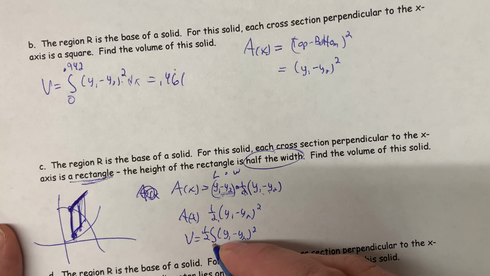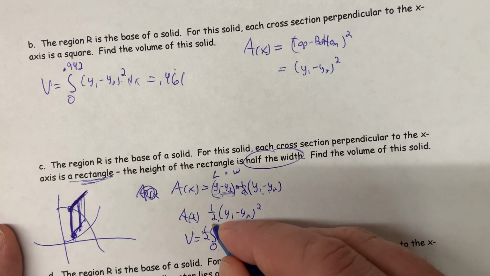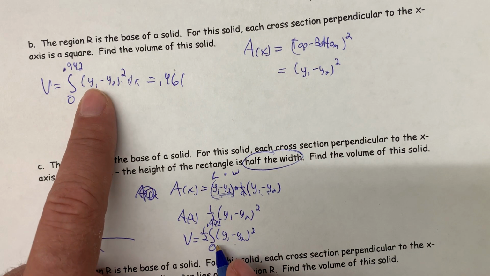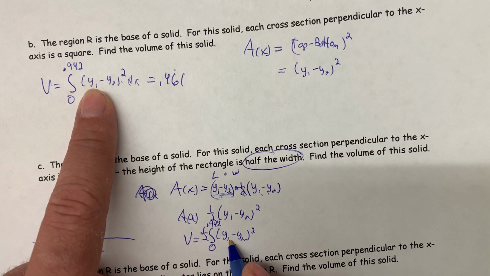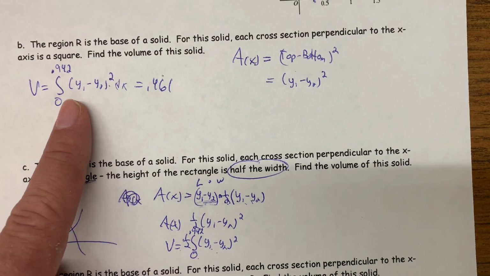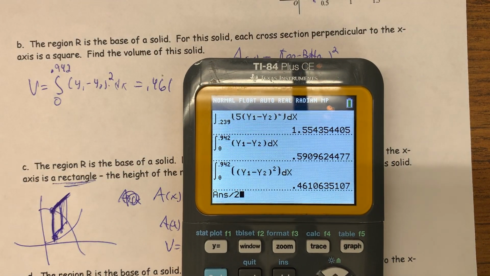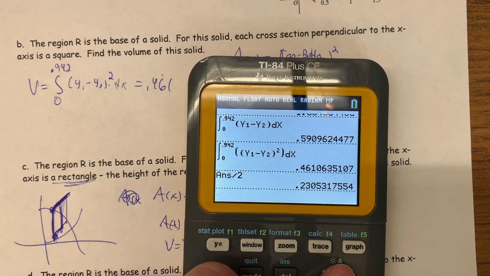from 0 to 0.942. And I actually already calculated this up above. So this just has the 1/2 factored out. And so I'm just going to take my answer from up above and divide it by 2. So 0.231.